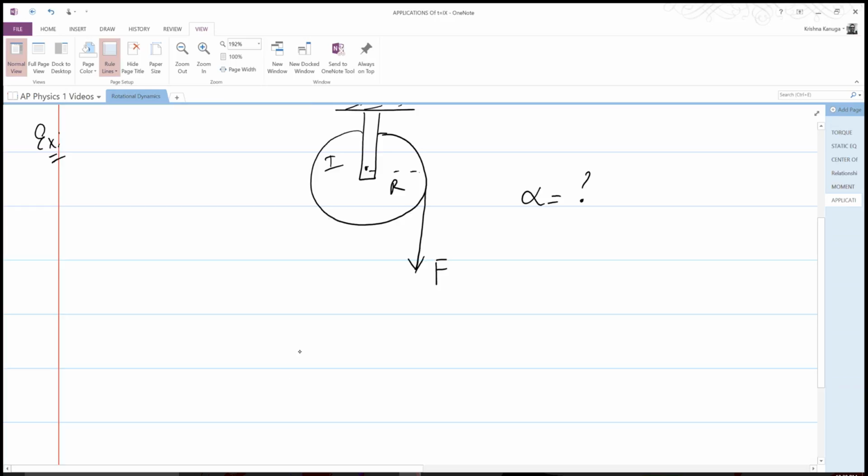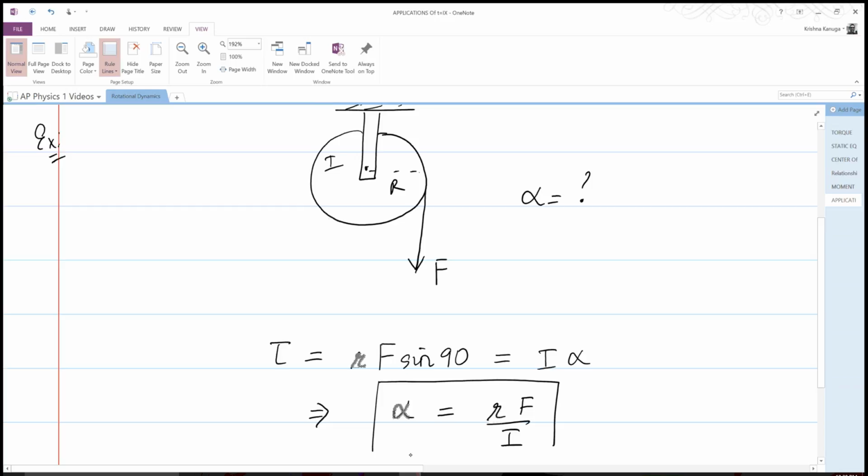Alright, so in this case we know that the torque is due to this force F. So tau we know is equal to R times F times sine of 90. But we know that tau is also equal to I times alpha. So therefore, we end up getting alpha is equal to R times F over I. So very simple problem.